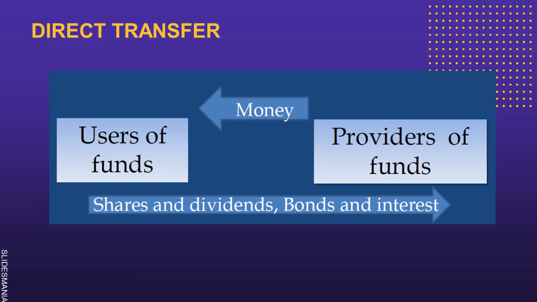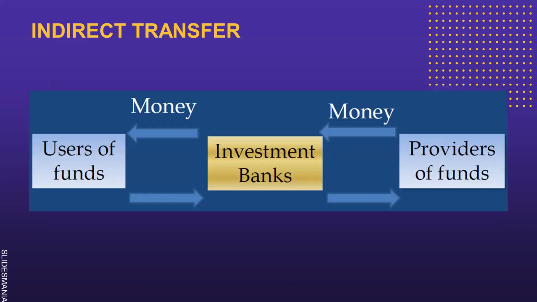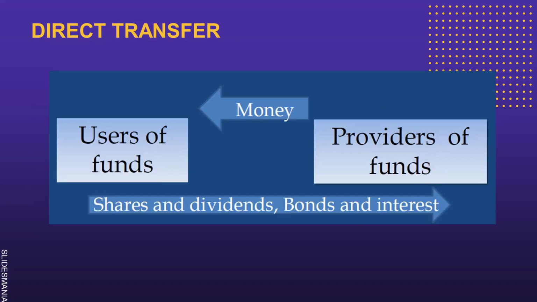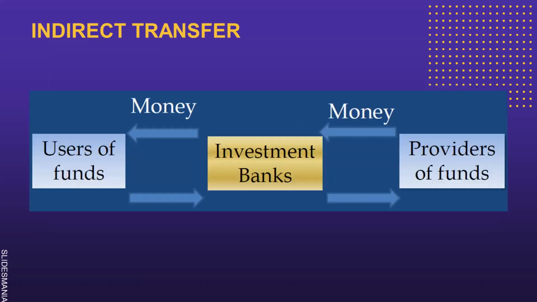In terms of the users of funds, it could be in the form of capital appreciation and also payment of interest. I think this is self-explanatory. When we say direct transfer, it's just between two parties, the user and the provider of funds. Now, let's see what indirect transfer is. In indirect transfer, there's a third party involved.